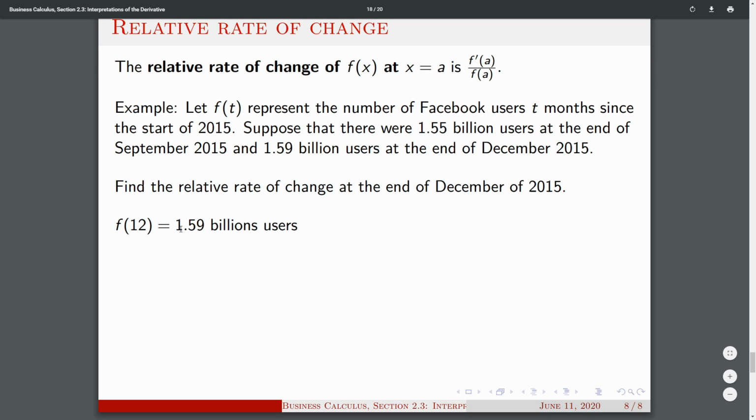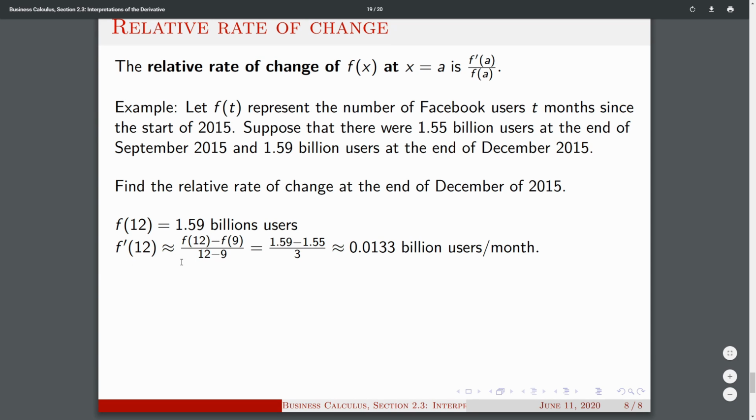So f of 12, am I given that? That's the amount of users at the end of December 2015, it actually gives that information to me. So I found that. So now we just got to figure out what's f prime of a. Well, we don't have a function. The best we can do is estimate the derivative, and we will do that as we've done before, like we did at the beginning of the section as well. We will use the average rate of change formula. Right, so the derivative, we will estimate it by taking two values that are relatively close to each other.